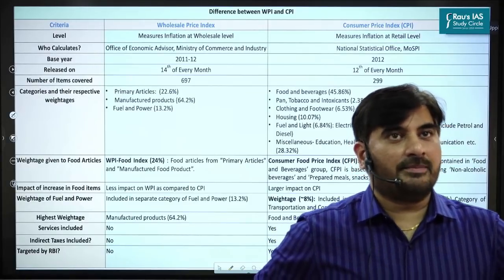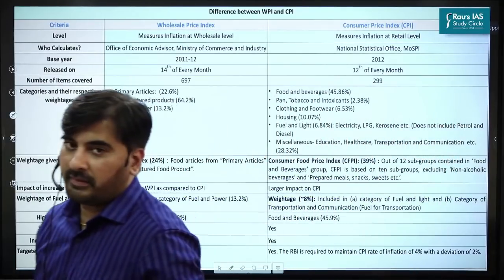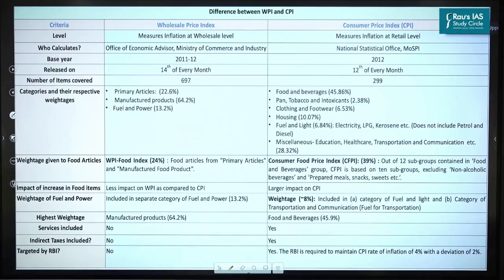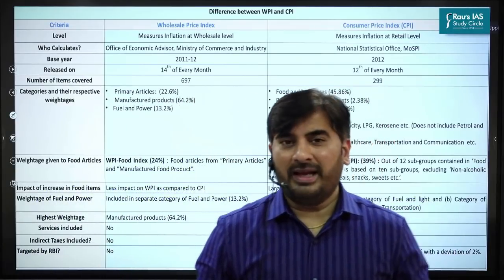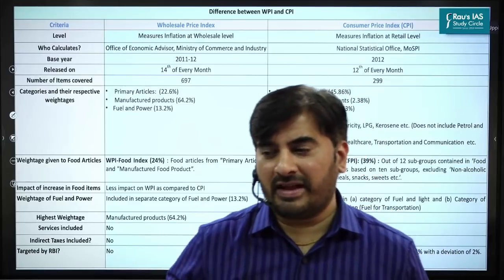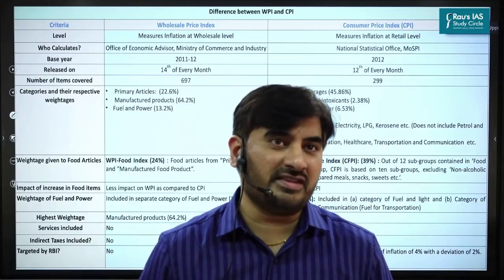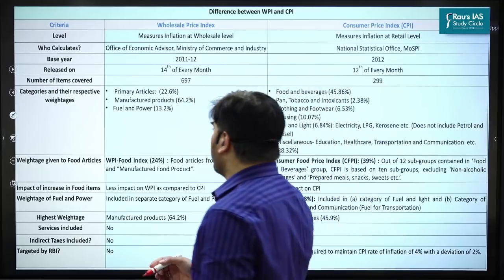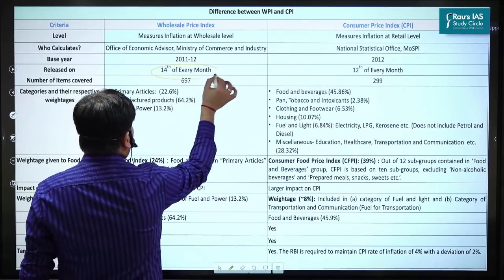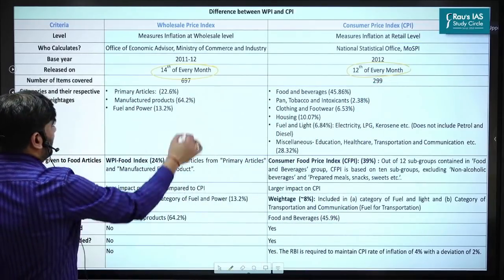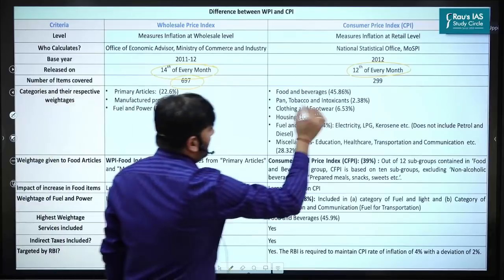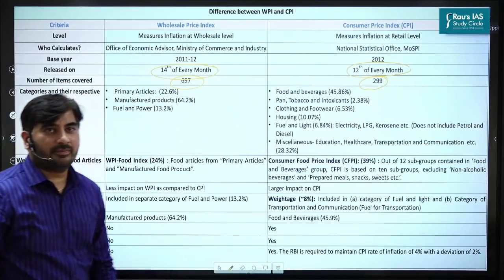Please have a look at this table. In this table, I have incorporated all the differences that you need to understand between WPI and CPI. Please focus here. I hope you know the basics of WPI and CPI, so I'm not going to discuss that. WPI is measured by the Office of Economic Advisor, whereas CPI is measured by the National Statistical Office. The WPI is released on 14th of every month, whereas CPI is released on 12th of every month. WPI covers 697 commodities, whereas CPI covers 299 commodities.